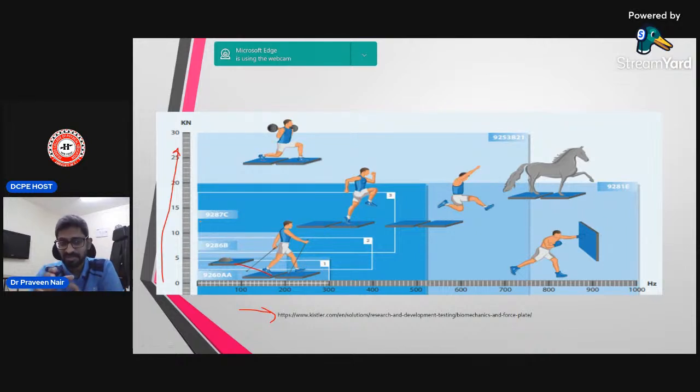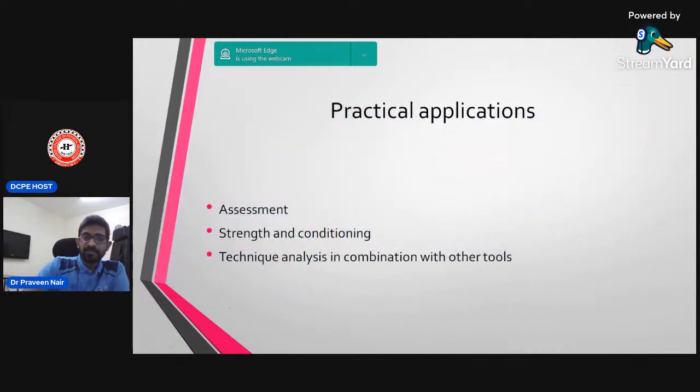ठीक है. Now using this you can actually see as the impact increases, the sampling rate increases. Okay, this is from the Kistler website actually. So what are the practical applications? You can assess the player, you can use it in strength and conditioning, you can use it for technique analysis in combination with other tools like 3D motion capture, उसके साथ आप combine कर सकते हो. Okay, and you can combine it with camera also.